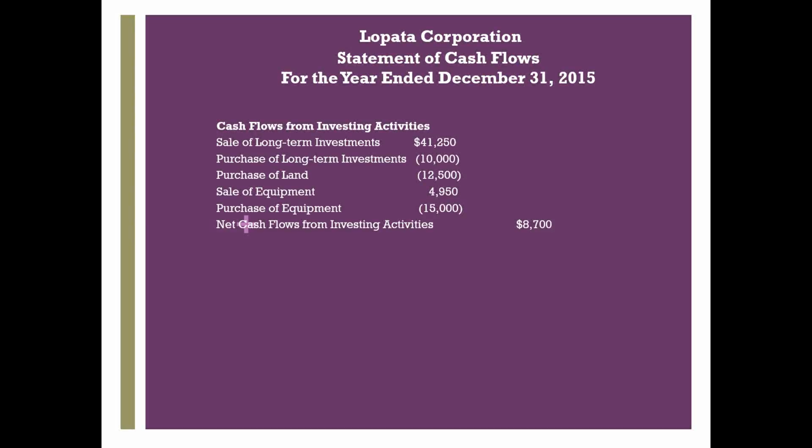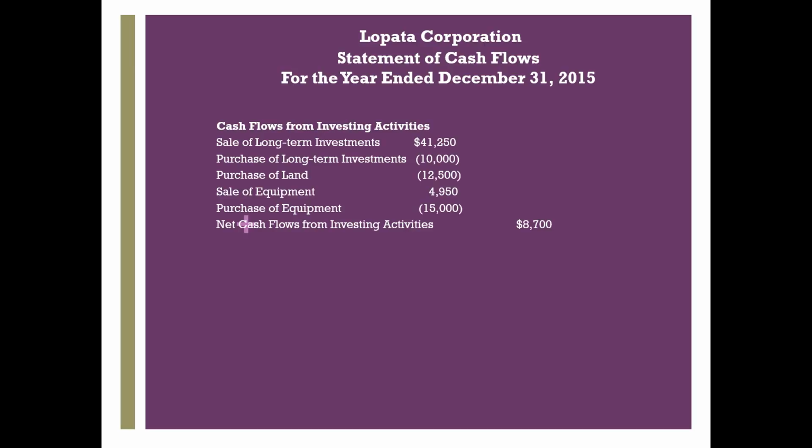So number 2 says we sold long-term investments that cost $35,000 for a gain of $6,250. Now we want to know what's the total cash we received, because it's going to go right here in this section. So we didn't receive $35,000, we received $35,000 plus a gain of $6,250. So we add those two together and we get $41,250, and since it was a sale, someone paid us money, so it's going to be a cash inflow.